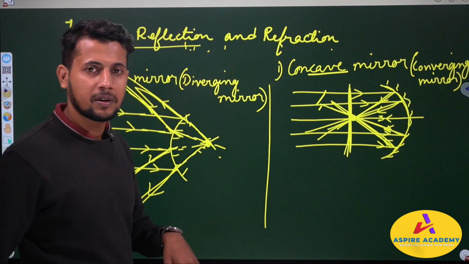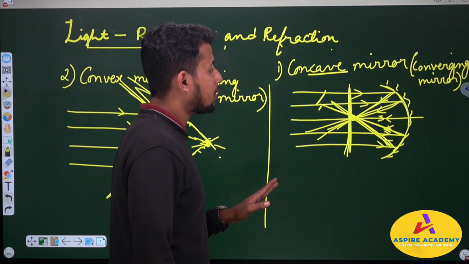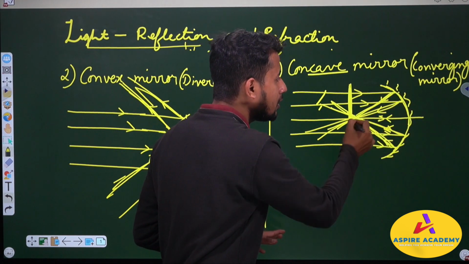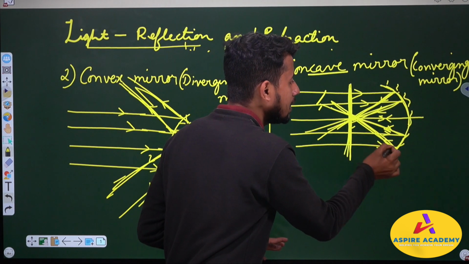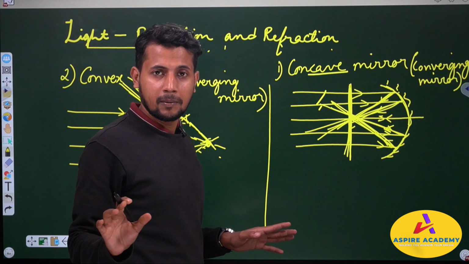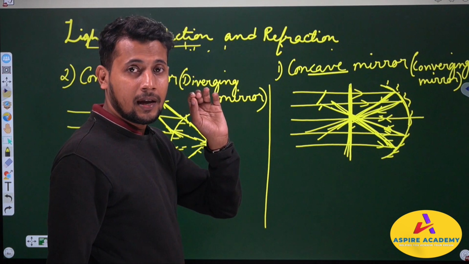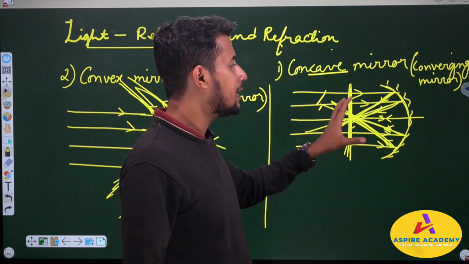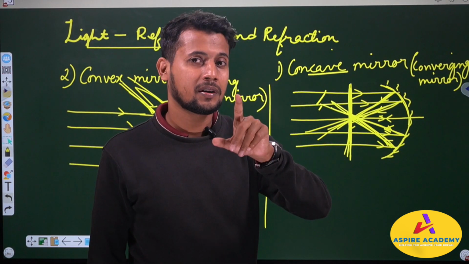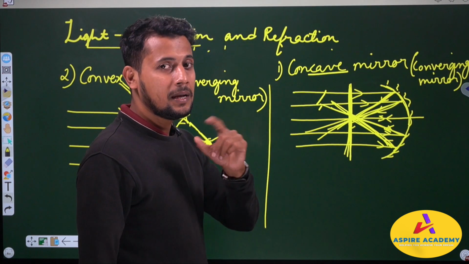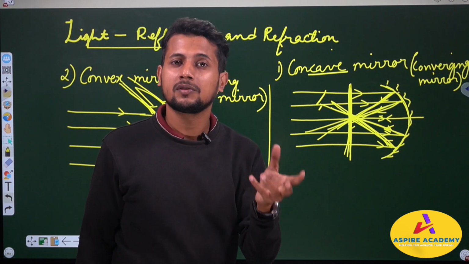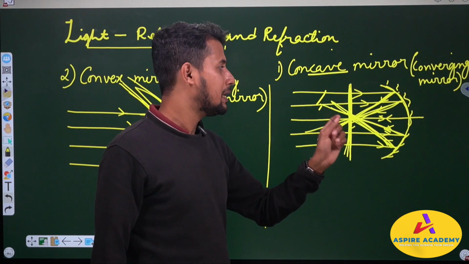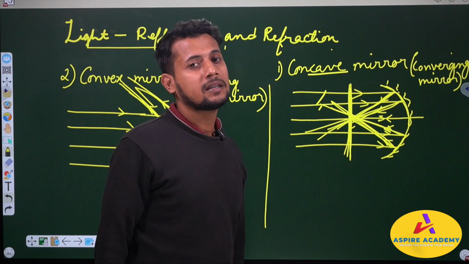For both mirrors, concave and convex. But in short, if you place a screen here, the image can be formed because all the light rays are reflected back in front of the mirror. Inside the mirror, nothing is happening. So it is possible to get an image on the screen in the case of a concave mirror. That means a concave mirror can form a real image. A plane mirror cannot form a real image because we cannot get the image on the screen. But here, if you place a screen, you can get the image.